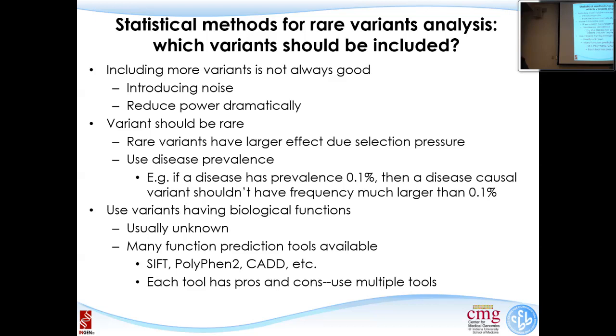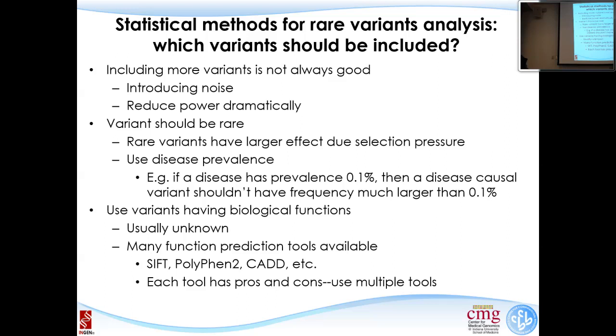The first criterion is that variants have to be rare, because you are looking for rare variants, but how rare should it be? You had better use your disease prevalence, meaning how many disease carriers you observe in your general population. For example, if this is a rare disease and you see only 0.1% of people have it, you really don't want to increase your threshold much larger than that. Probably maybe 0.5%, 1% at the most, you really don't want to go higher than 1%.